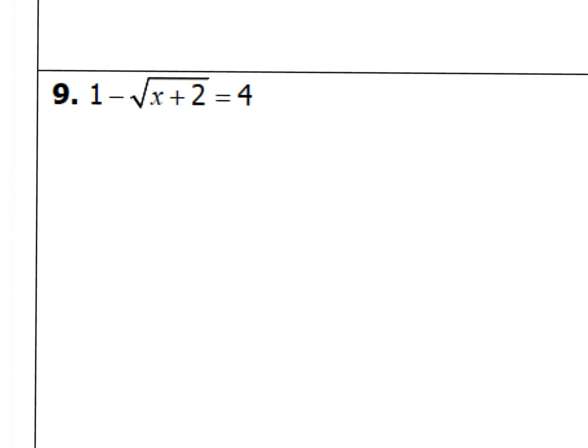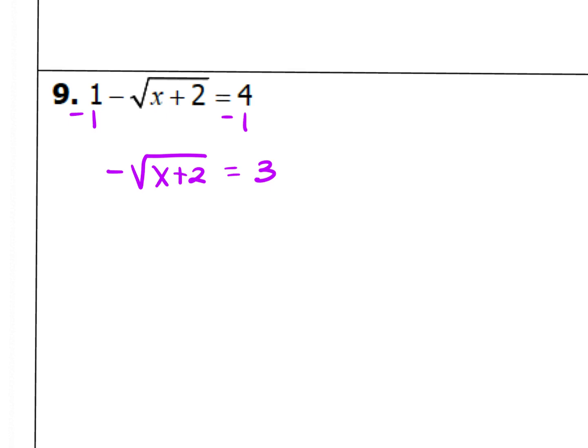Is your radical isolated? Everything's under the radical? No. So it's not isolated. So the first step is make sure it's isolated. How do we do that? What's my first move? We can't square yet because we've got to get it by itself first. Subtract 1. We're going to take a 1 away here and a 1 away here. So now you have a negative square root of x plus 2 equals 3.